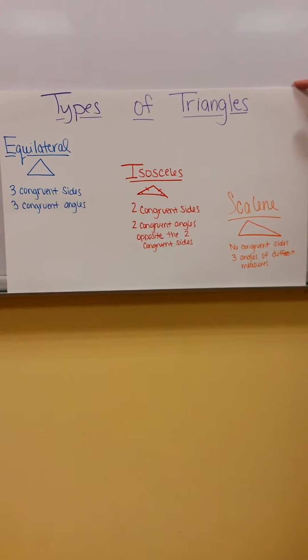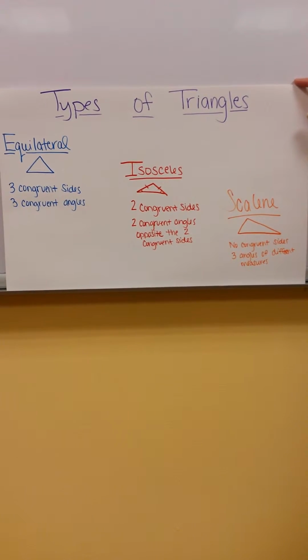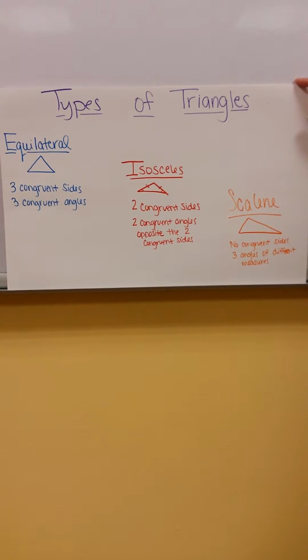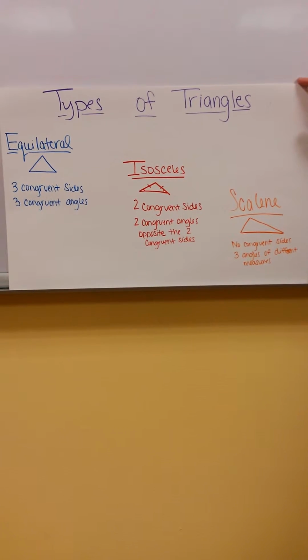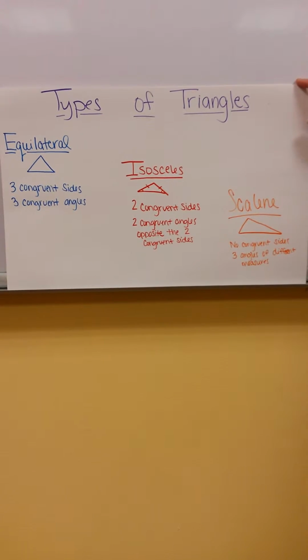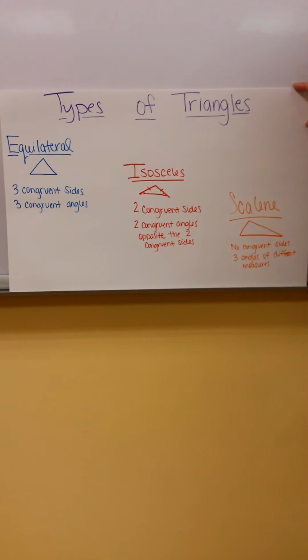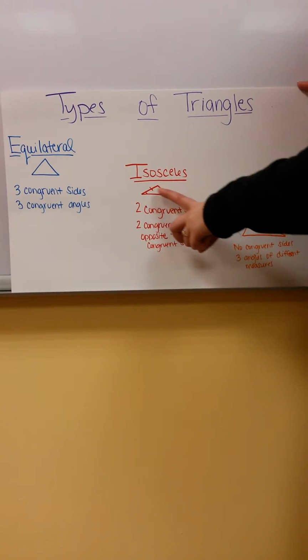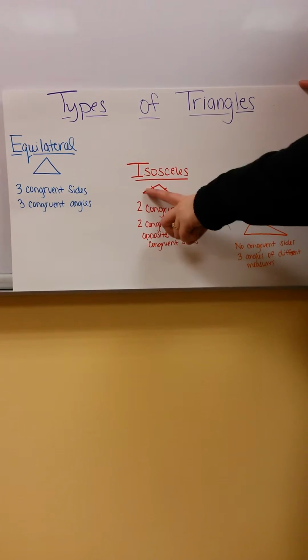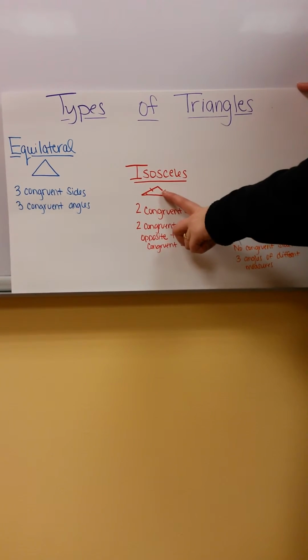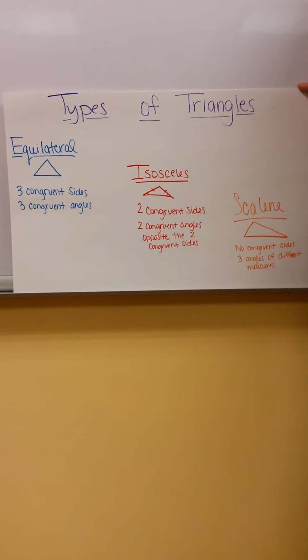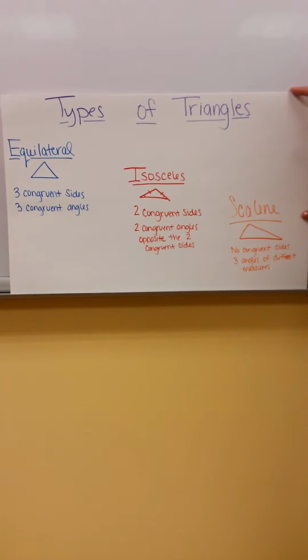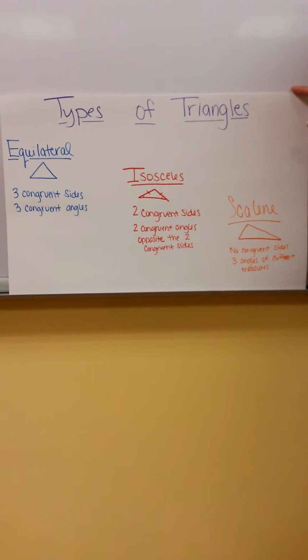Next we'll talk about the types of triangles. There are three types: equilateral, isosceles, and scalene. An equilateral, as you can get from the word equal, means that it has three congruent sides and three congruent angles. Isosceles is whenever you have two congruent sides and two congruent angles opposite of the two congruent sides. For instance, if these two sides are congruent, that means that this angle opposite of that congruent side and this angle opposite of that congruent side are equal. Then we have a scalene, and that means that there are no congruent sides and all three angles have different measures.